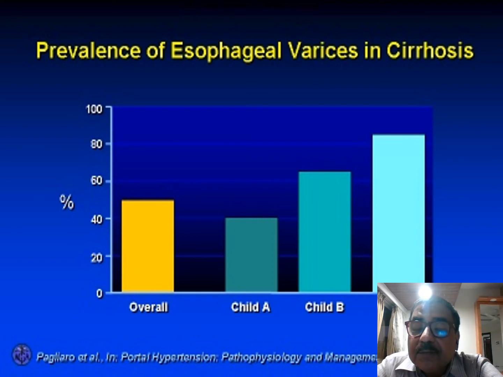And we have to understand, higher is the Child Pugh score, more is the prevalence of esophageal varices, more is the chance of bleed, and that is why it is important. And Child Pugh score, if you remember the clinical scenario asked on this, you can easily answer.